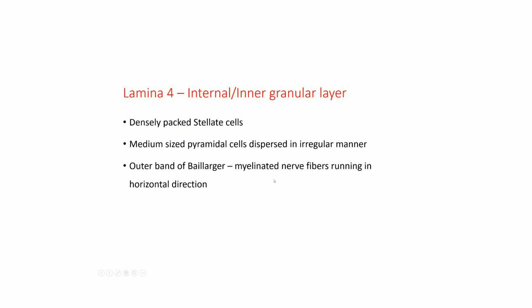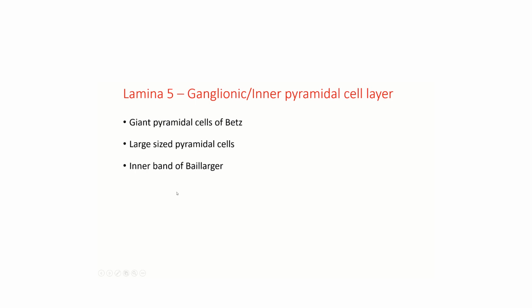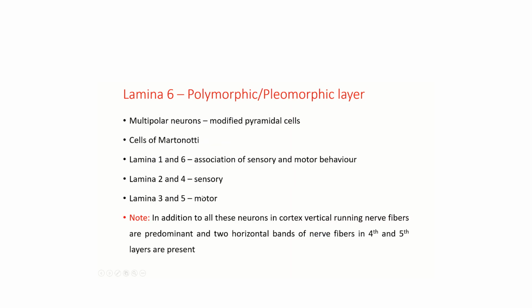Outer band of Baillarger, myelinated nerve fibers running in horizontal direction. So these are myelinated nerve fibers running in horizontal direction. So this is the fifth layer, which contains giant pyramidal cells of Betz. That's why it's called the ganglion layer. Large size pyramidal cells are present. Inner band of Baillarger. Again, these are myelinated nerve fibers running horizontally.